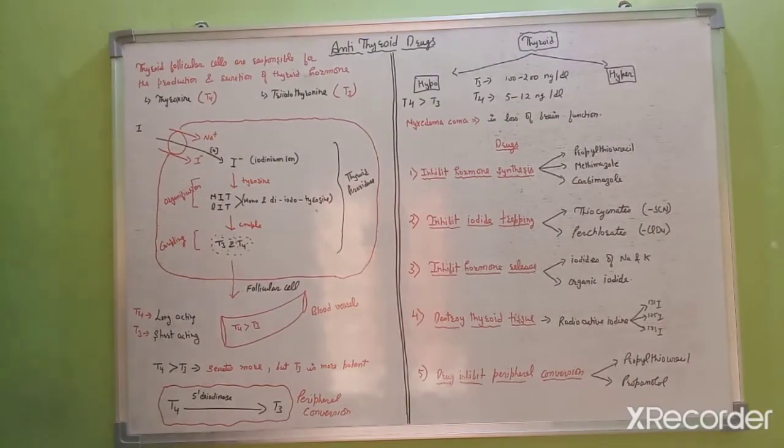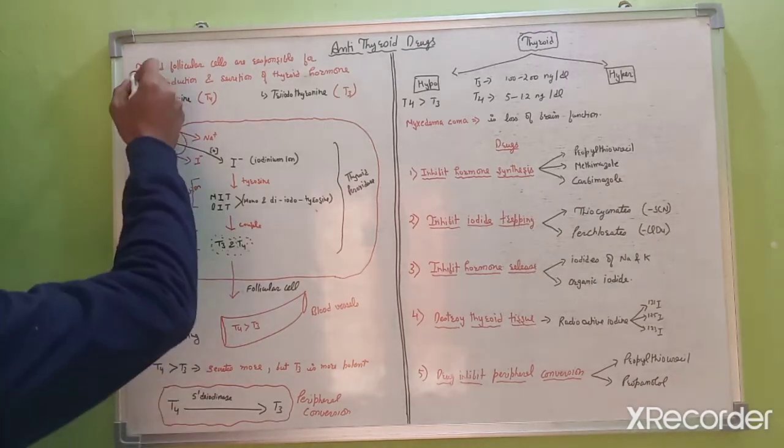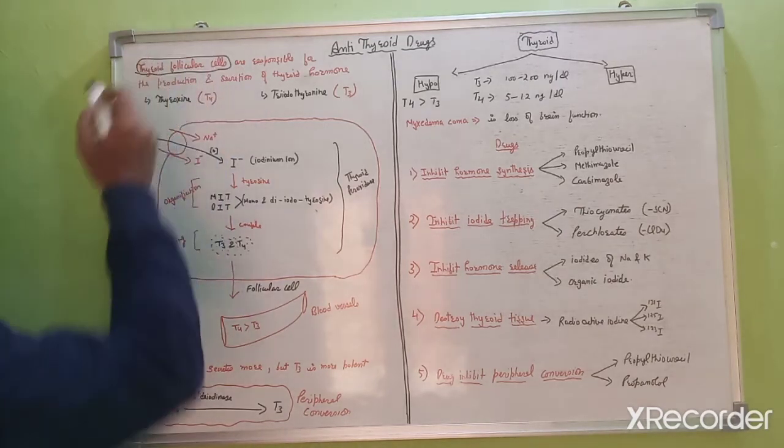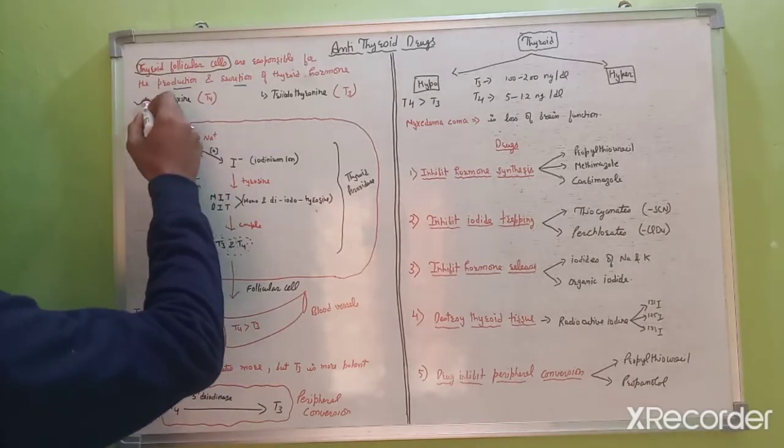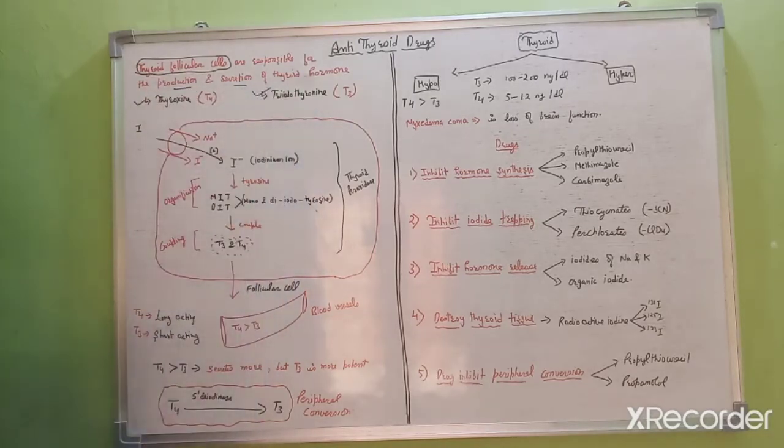So good morning all. Today we will discuss anti-thyroid drugs. First of all, we need to know what T4 and T3 are, and how T4 and T3 hormones are secreted and produced in our body. There is the thyroid follicular cell. These are responsible for the production and secretion of the T4 and T3 hormones.